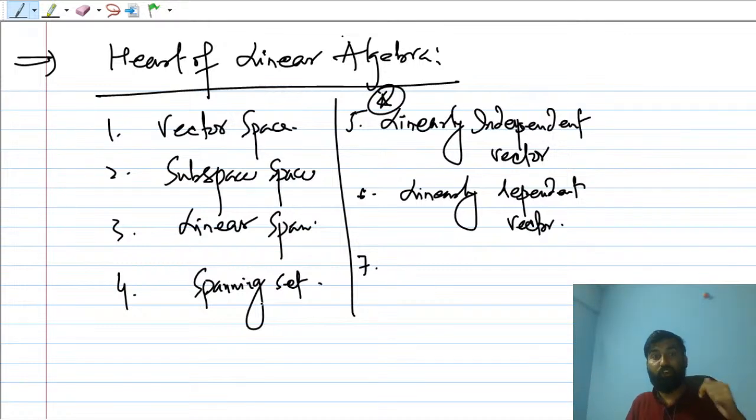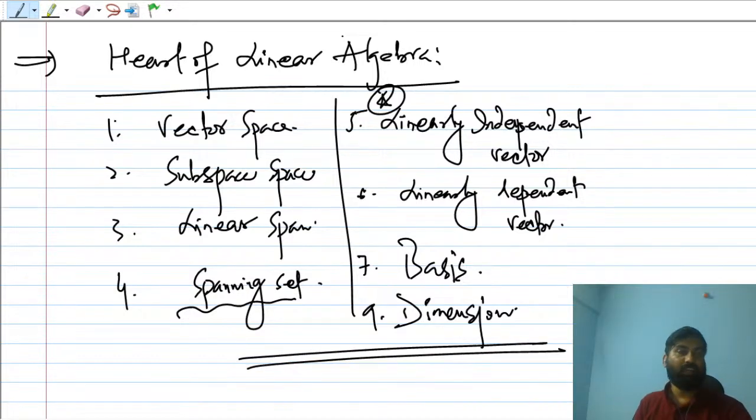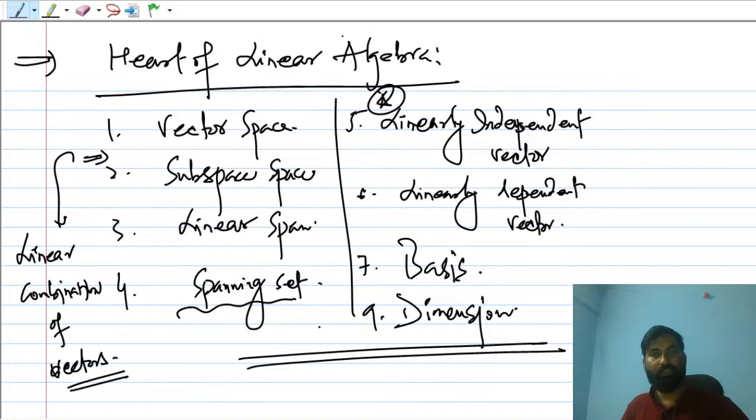Now, if you know the concept of spanning set as well as the concept of linearly independent vectors, we'll discuss the concept of basis. Ninth is the dimension. These are the important concepts, and in this we will discuss a very important topic, that is called linear combination. Bunch of vectors, we have already discussed that. Okay, these are the topics. Dimension is nothing but the number.